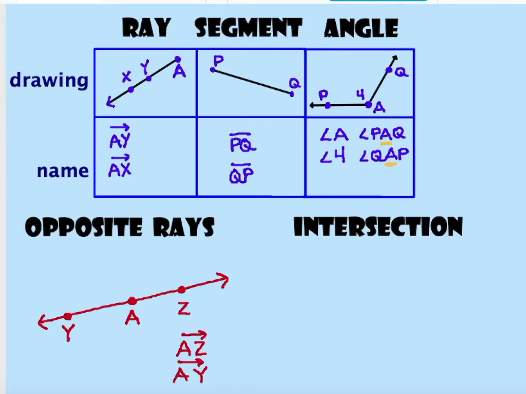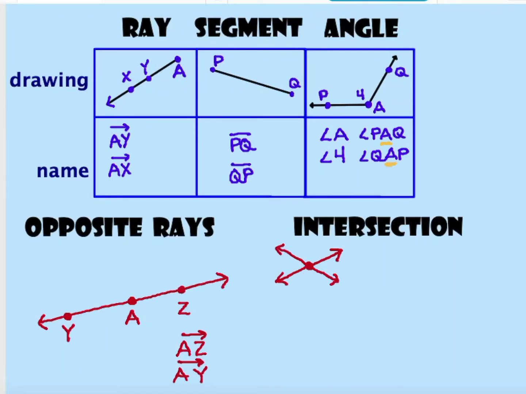Intersections. There's a few different ways that we can think of intersections. We can think of two lines intersecting. Two lines intersecting. Where do they touch each other? Two lines intersect at a point.